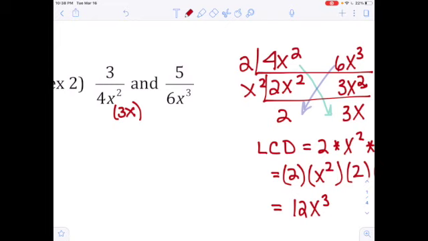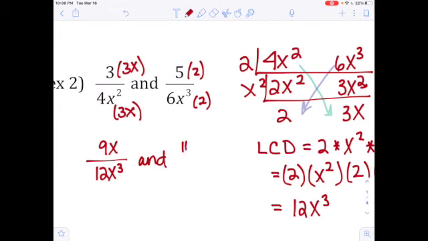So look at the green arrow. You're going to multiply by 3x. And then if you have 6x to the third, you multiply by 2. That also gives you 12x to the third. And then when you do that, that's going to be 9x over 12x to the third. And the next fraction is 10 over 12x to the third.